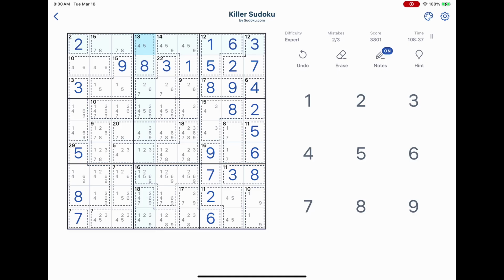Complete the sum in block 2. Balance the 10 sum in row 4. Balance the 9 sum in row 3. Balance the 17 sum in row 8. 17 minus 6 leaves 11.